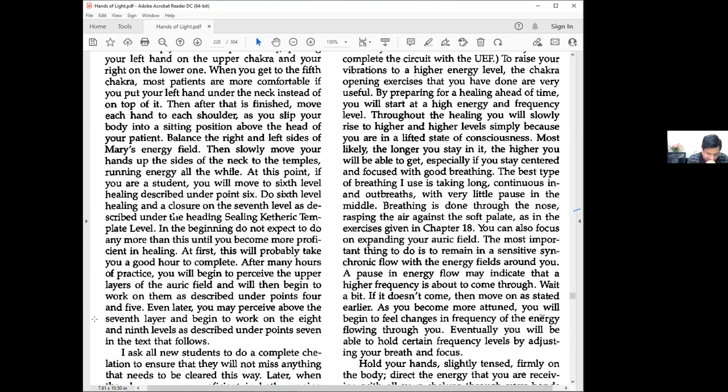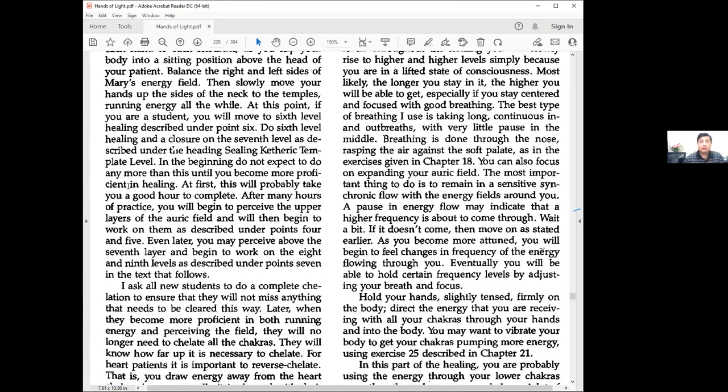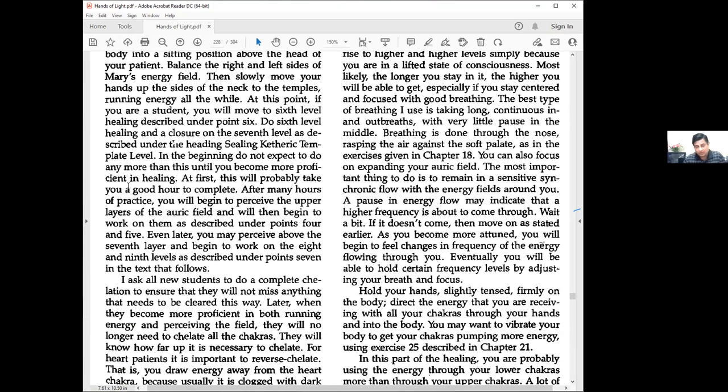After many hours of practice, you will begin to perceive the upper layers of the auric field and will then begin to work on them as described under points 4 and 5. Even later, you may perceive above the seventh layer and begin to work on the 8th and 9th levels as described under point 7 in the text that follows. Great. So we actually end up working in all layers of the aura. Again, it's a matter of perception, how we can actually perceive it.